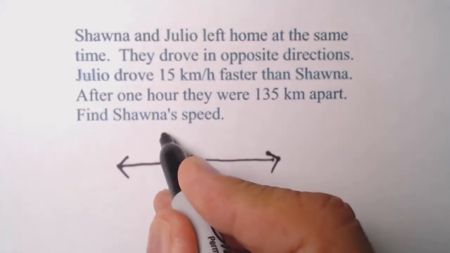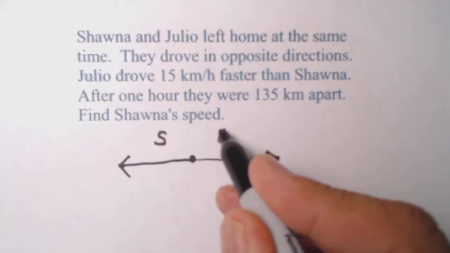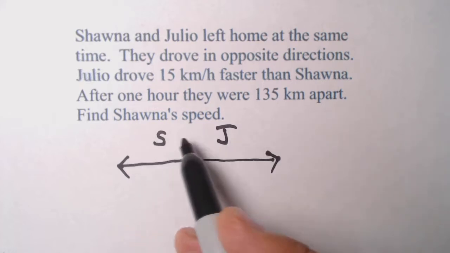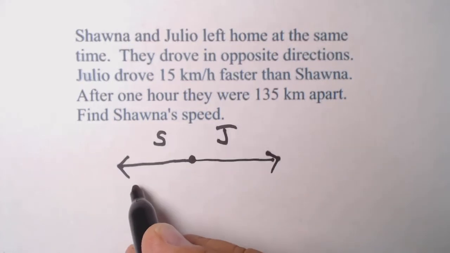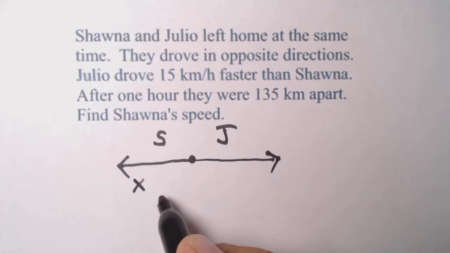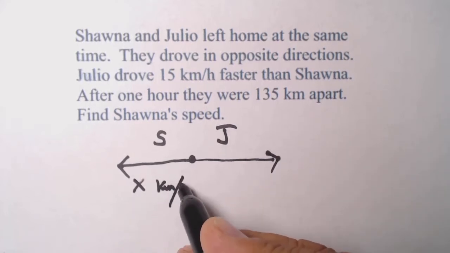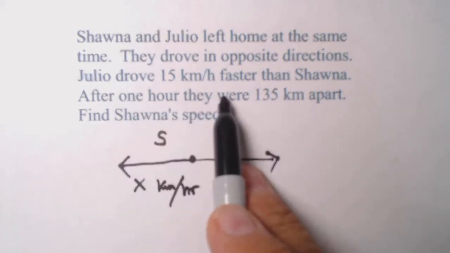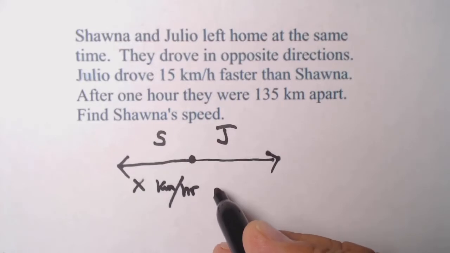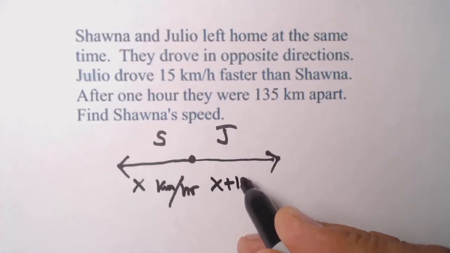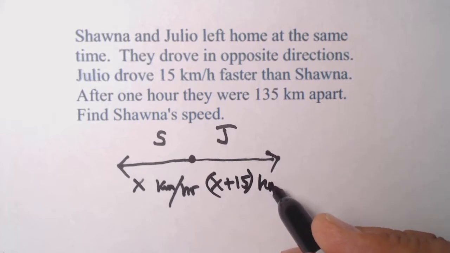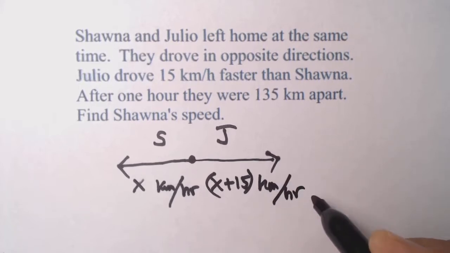Let's say this is S over here, and this is J over here. Now, let's start putting some of the information down here. We want to find Shauna's speed. So let's make that X, and it's going to be in kilometers per hour. Julio is driving 15 kilometers per hour faster. So we'll make him X plus 15 kilometers per hour. I'll put parens around here just to remind you that's the whole thing.